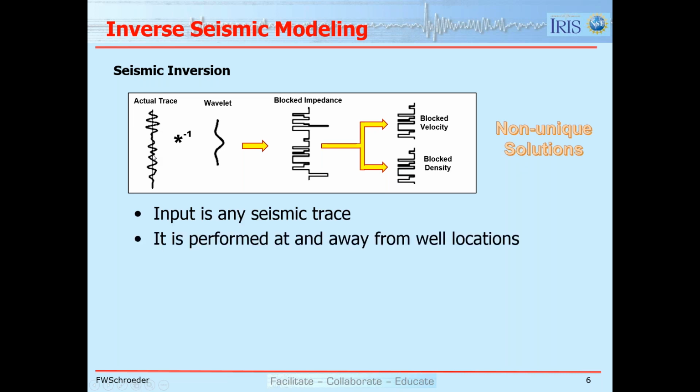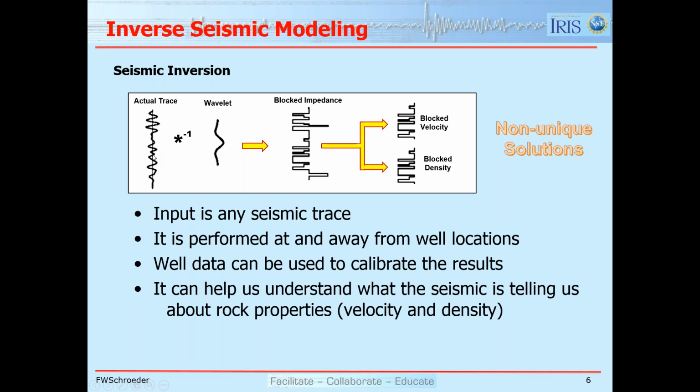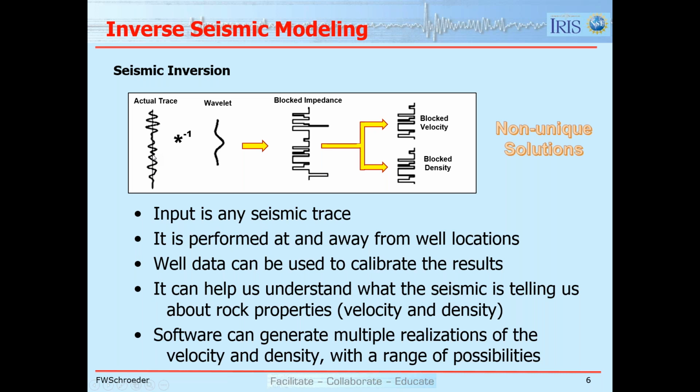So the input again is a seismic trace. It's performed at a well location, and also we can do it away from well locations, essentially at any location where we have a seismic trace. The well data can be used to try to calibrate the results, and it can help us understand what the seismic is telling us about the rock properties as we move away from the drilled locations. And we have a variety of software that we can use to generate multiple realizations of what that velocity and density structure is at each seismic trace.